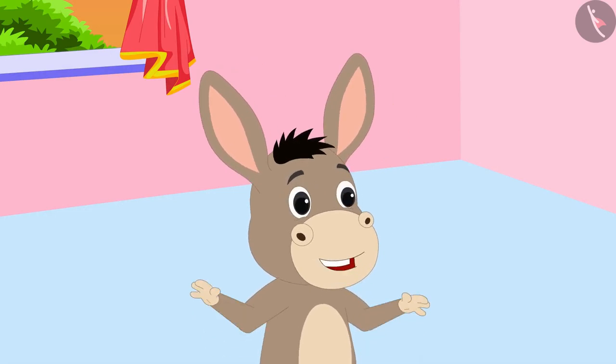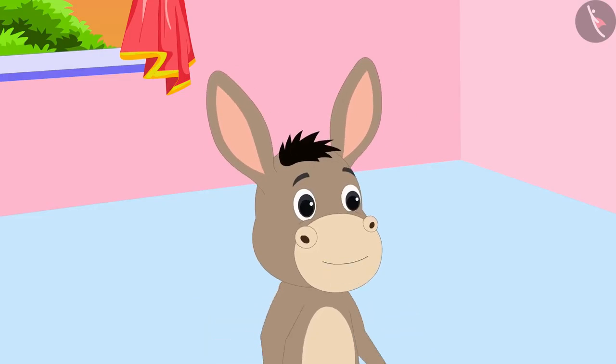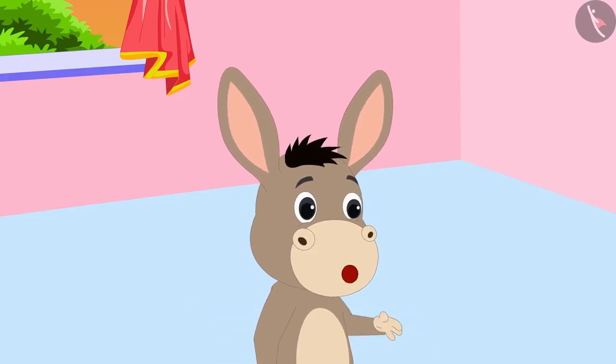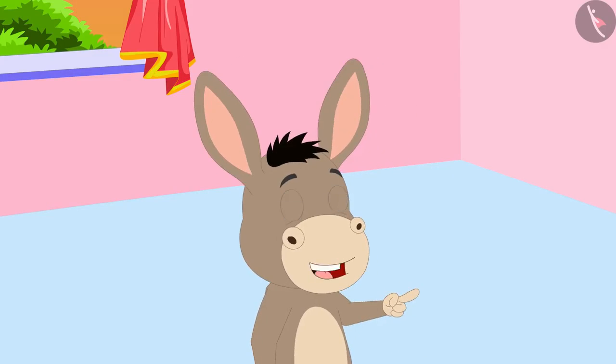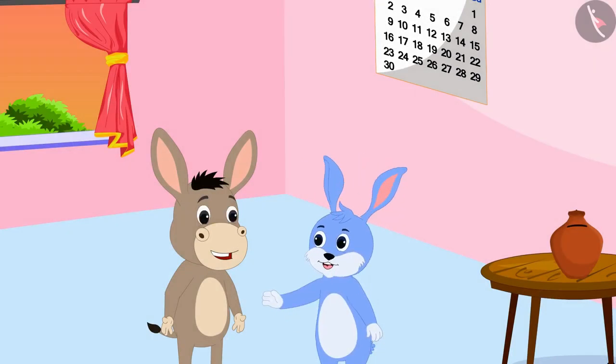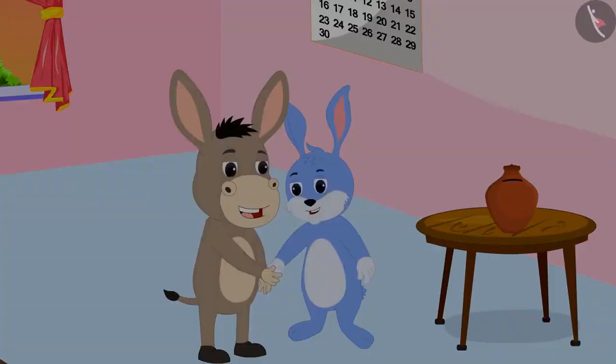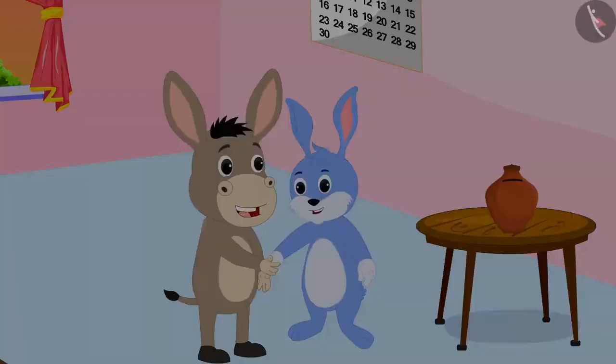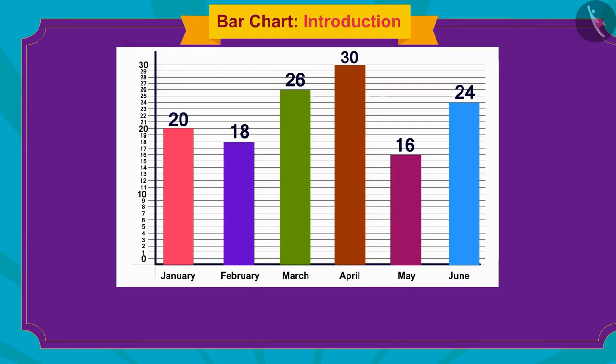Now, just like this, you continue saving money so that by the end of the year, you can accumulate a lot of money. Bunny promised Bhola that he would continue to save money. Children, in this video, we learned about bar charts. In the next video, we will learn more about it through some interesting examples.